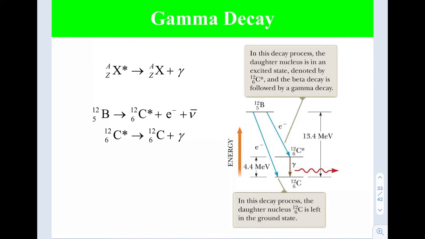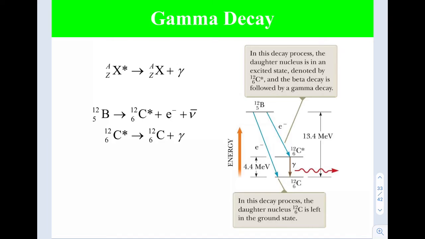So this is the energy level diagram of boron 12, our example just now. It releases one beta and becomes carbon 12 in an excited state. Then it is going to release one gamma. You see the arrow here representing a photon, a wave, or energy released. So it becomes carbon 12 in a stable state.